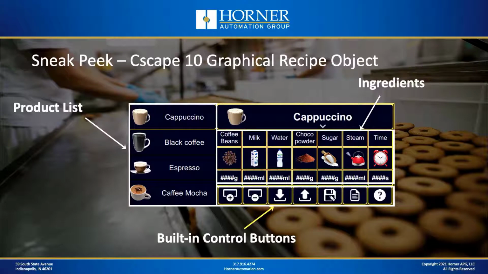On the right side, kind of in the middle there, you'll see ingredients. So all your ingredients are listed in a columnar fashion. And again, if there's more ingredients than will fit in the space allotted, you can scroll left to right to go through your different ingredients. And in the bottom right-hand side there, that's where you've got built-in control buttons. Let's cover each of these in turn.